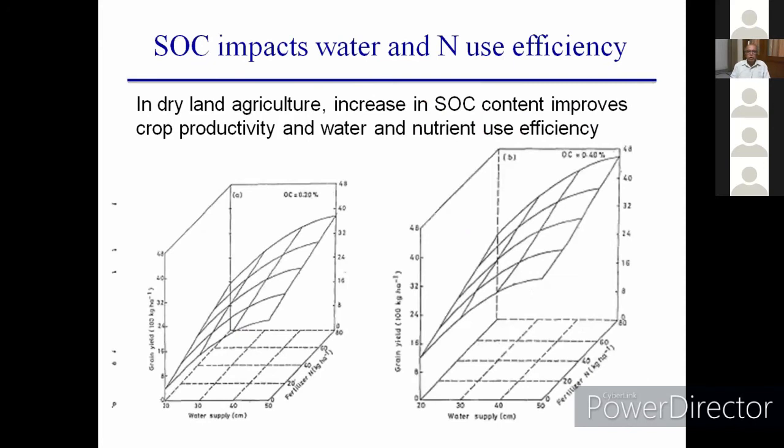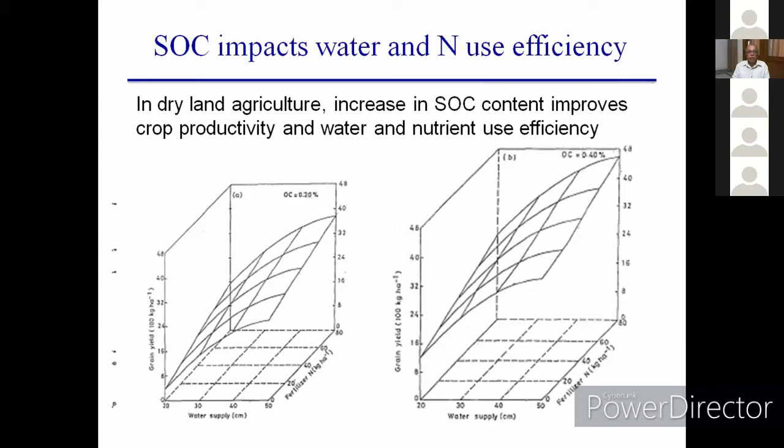And then a third resource, another example, is water use efficiency. The effects of organic carbon on water use efficiency are more glaring under dryland agriculture than irrigated agriculture, because under irrigated agriculture, water is not a constraint. So generally, we are unable to see those effects.